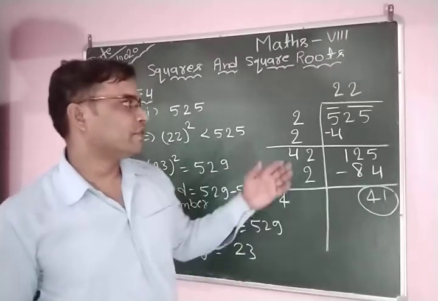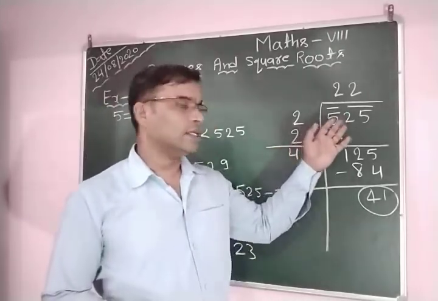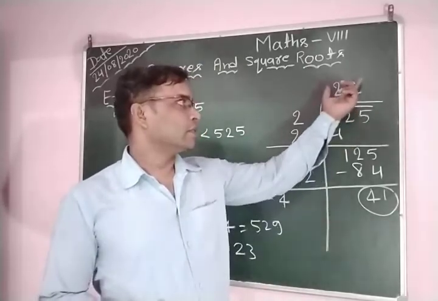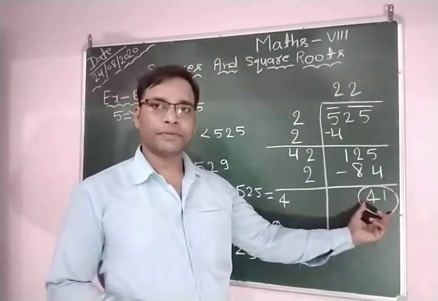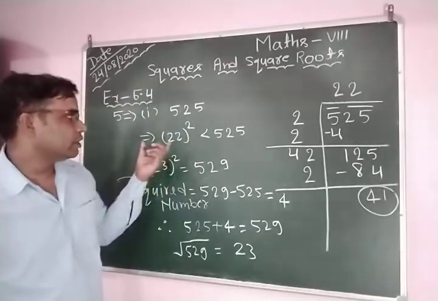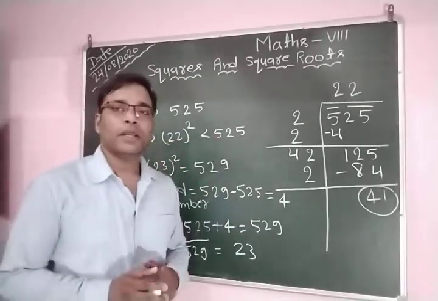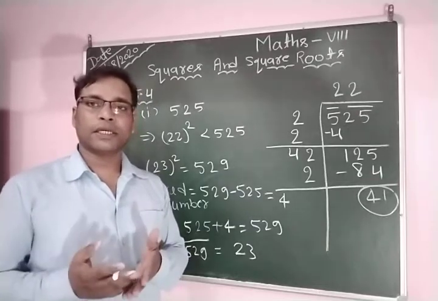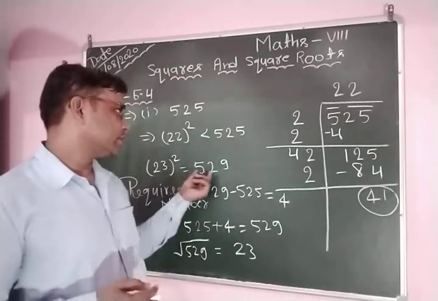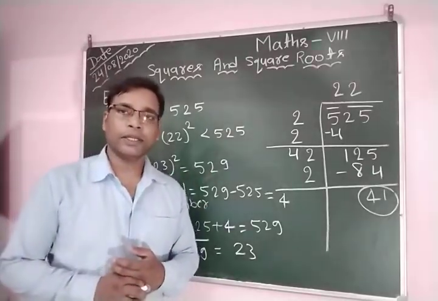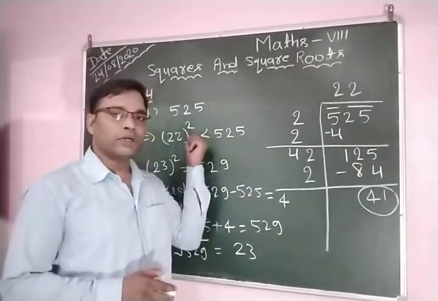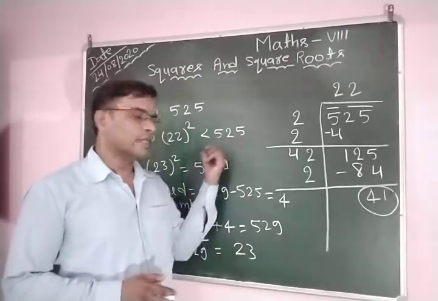For this, first we find the square root of 525. Then you can find here quotient is 22 and remainder is 41. Okay, so it means that the square of 22 is less than 525. So what is the next perfect square number? Next square number is square of 23. This is equal to 529. Okay, so because 525 is greater than square of 22, but this is less than square of 23.